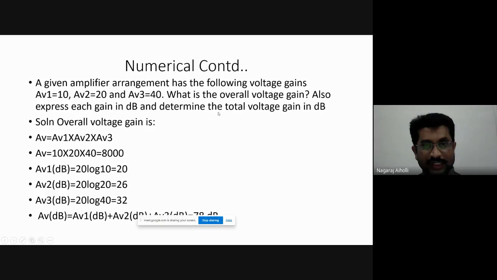Next, what they are asking is to determine the total voltage gain in dB. To find the total voltage gain in decibels, we have to add the individual voltage gains that we have got in decibels. We have already taken the logarithm of these values. Now, if you want the total voltage gain, we have to add the gain values given in decibels. It is 20 plus 26 plus 32. Find out how much it is.